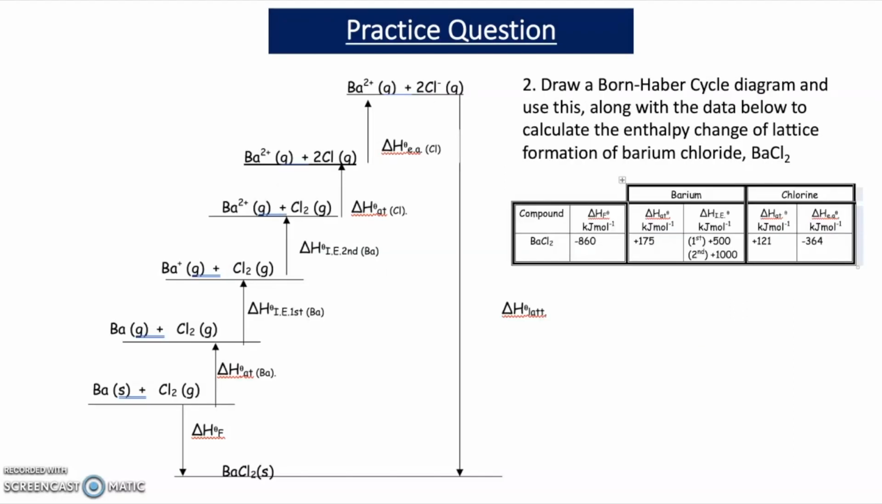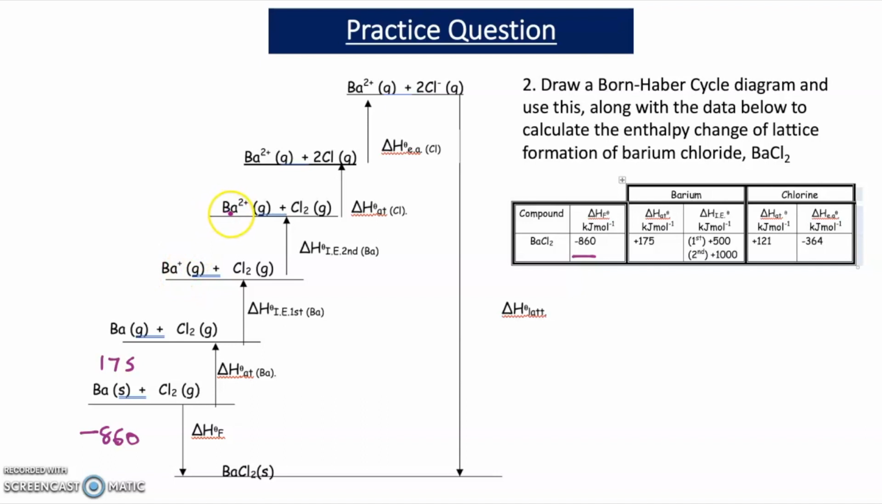So the first step in answering this question is to draw out a Born-Haber cycle diagram for barium chloride. Now barium chloride is made from barium, which is a solid, and chlorine gas. So Ba plus Cl2 makes BaCl2, and the delta HF value here is minus 860. Now I have to convert my barium solid to barium gaseous atoms, so I need atomization, and that has a value of 175 kilojoules per mole.